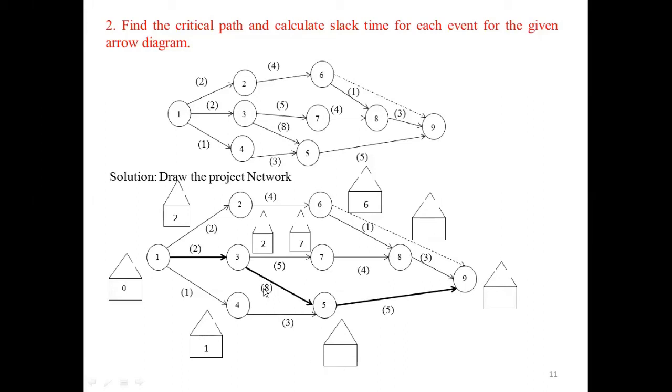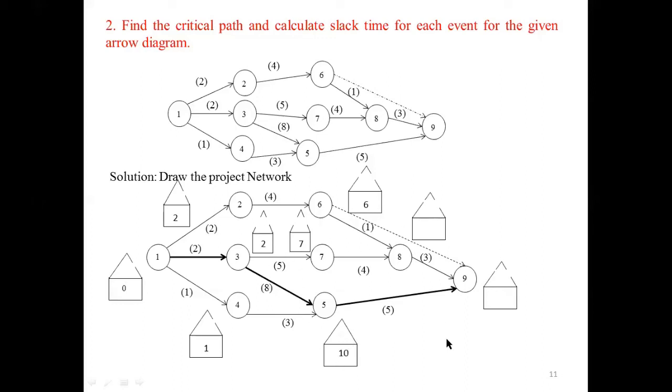If you consider this arrow from node 3 to 5, 8 plus 2 will get 10. If you consider from node 4, 1 plus 3, you will get 4. That means the maximum value is 10, and hence here you write 10. It is 8 plus 2 is 10.